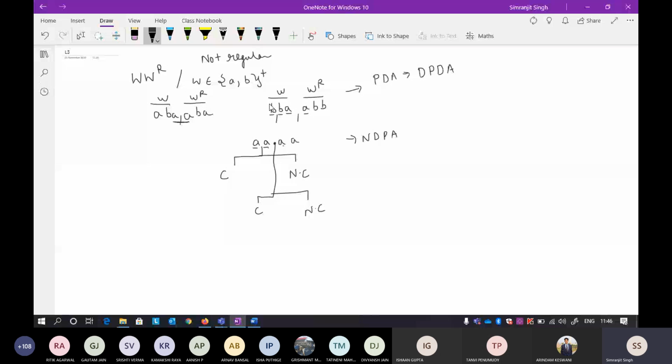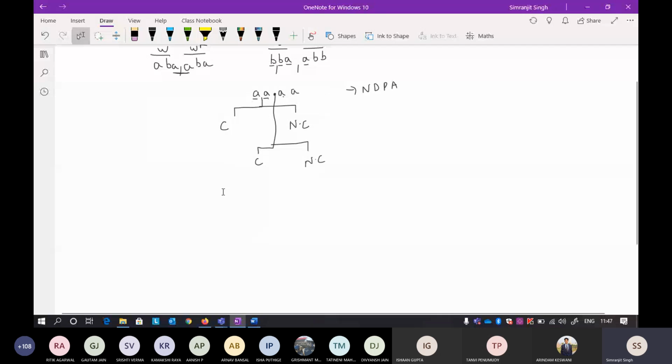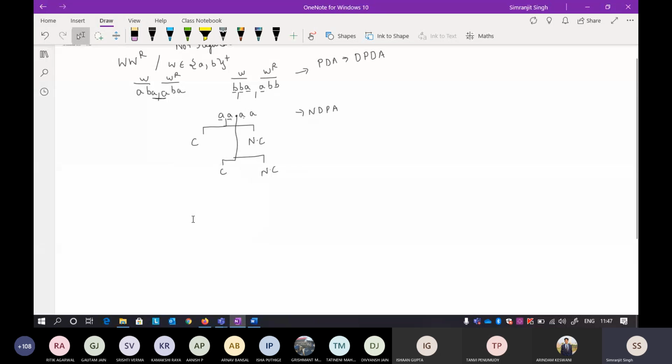Okay, so I'll tell you more about what exactly I mean by that. I'll try to draw this non-deterministic PDA. The only difference between a PDA and a non-deterministic PDA is this: keep in mind, on the same input two different paths will be defined. That definition is the same as the non-deterministic DFA.